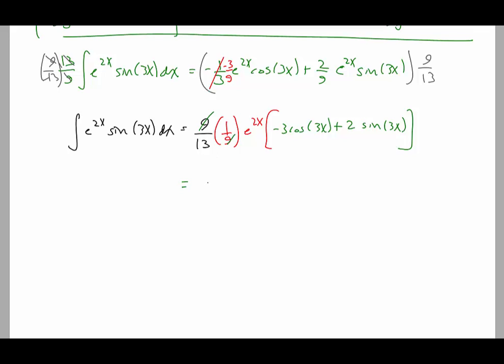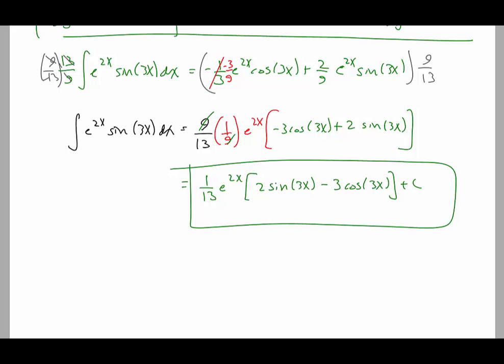The 9's cancel, and I'm left with 1/13 e to the 2x. Now we usually like our leading coefficient to be positive, so I'm going to rewrite this as the 2 sine of 3x minus 3 cosine of 3x, and of course my plus c then. So I could have taken the 9/13 and distributed it like I did the first time, and then found common denominator and refactored. It just was a little extra work, so I left it factored and then worked on the inside to clarify this.